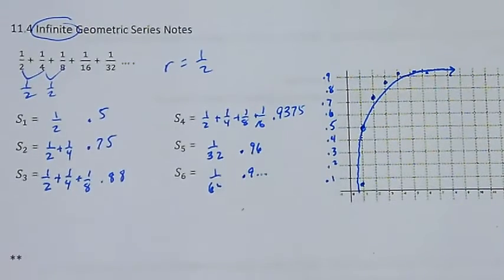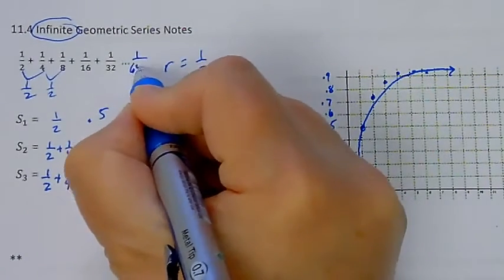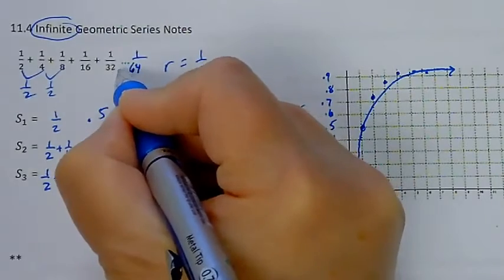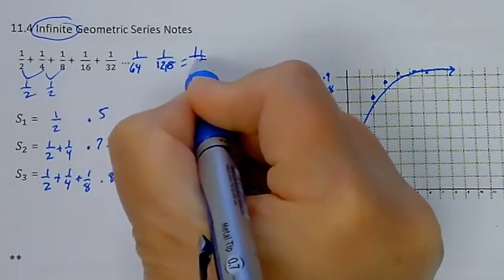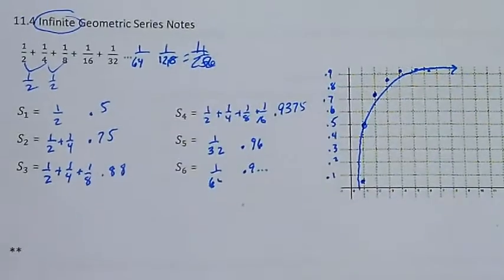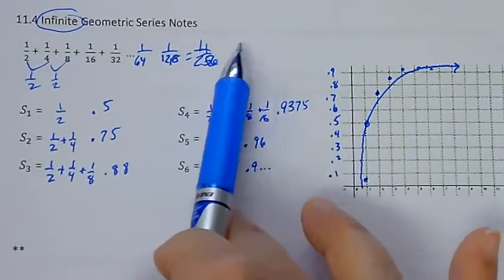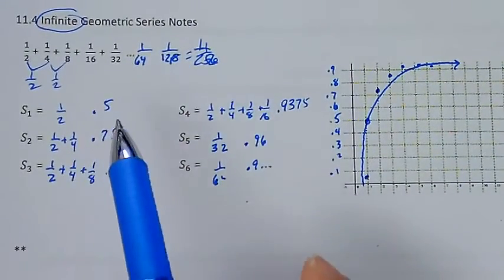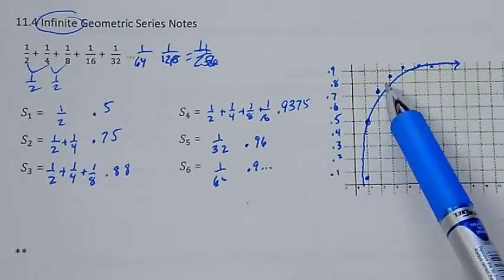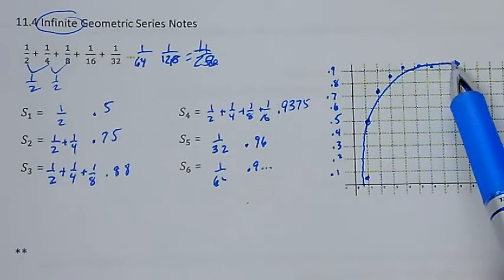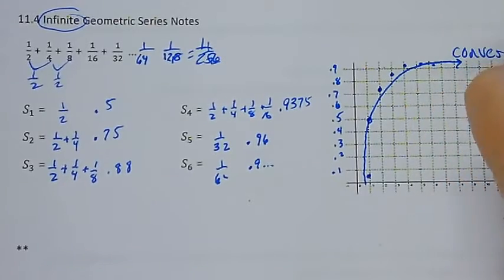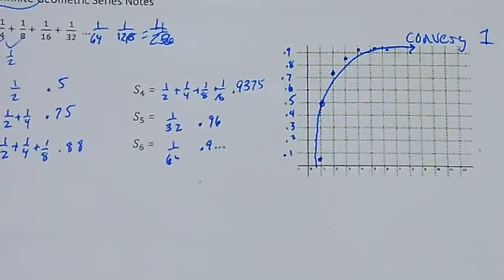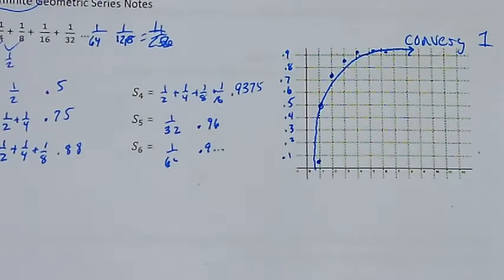Now what you're going to find is we keep multiplying by a half, and so the number we're adding gets smaller and smaller and smaller. Eventually it's like we're almost adding nothing to what we already have. So this one is not going to keep getting bigger. It's going to converge around 1, because it's getting closer and closer to 1, kind of like an asymptote does. This one is approaching 1.